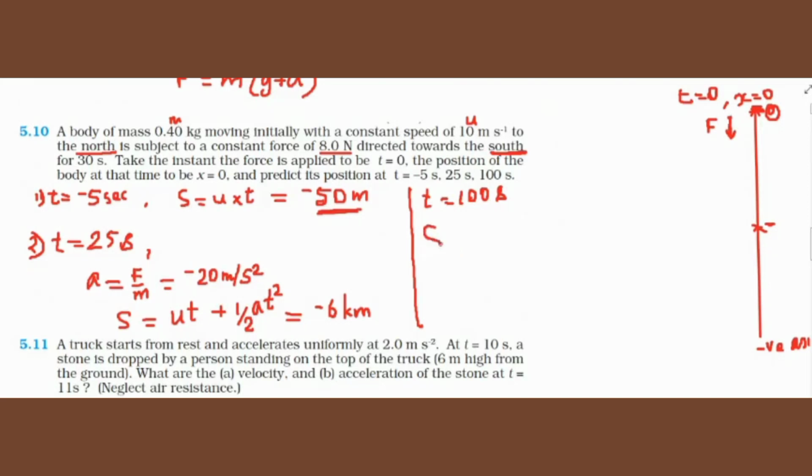First, you can take displacement for 30 seconds. Again, you can use the same formula, S is equal to ut plus half at square. Only the difference, this time you have to take t as 30 seconds. And you have to substitute the values and calculate it. You will get around 8.7 kilometer.